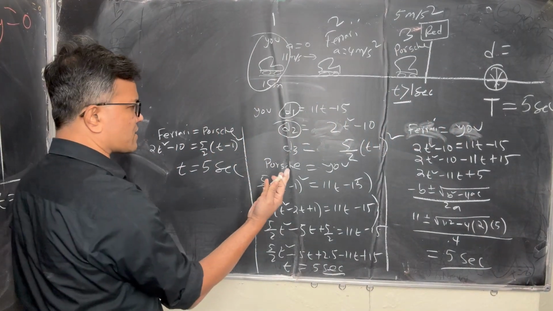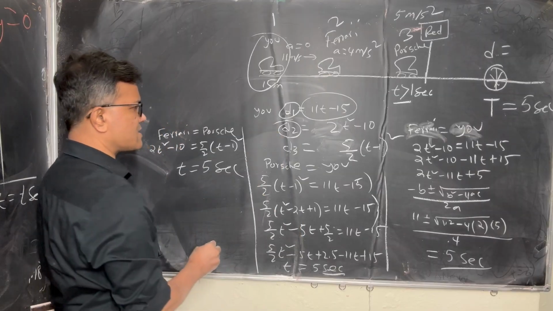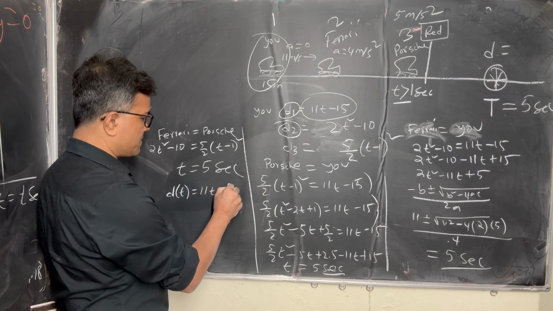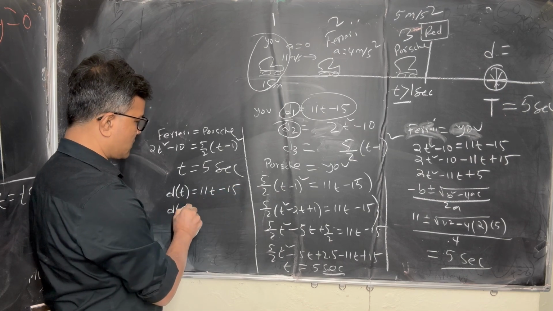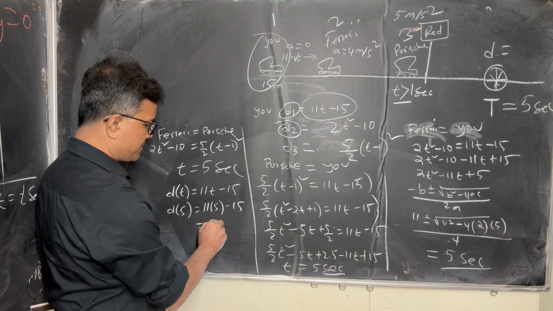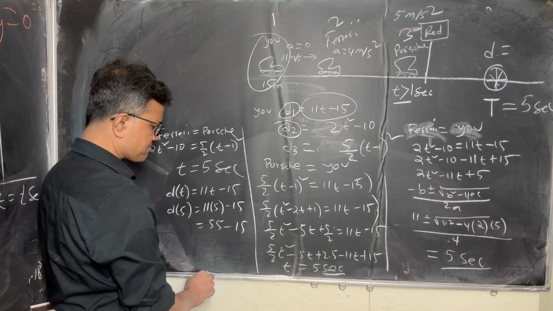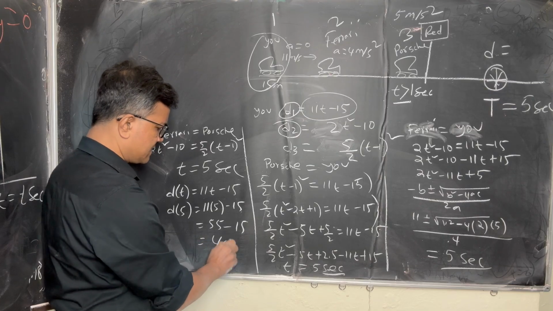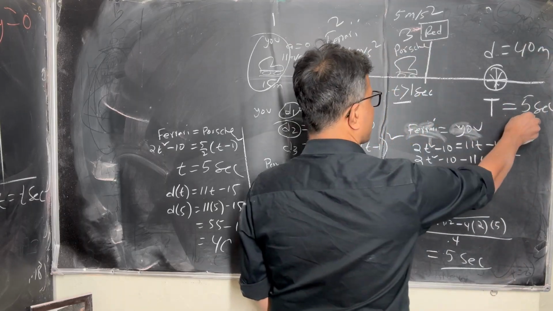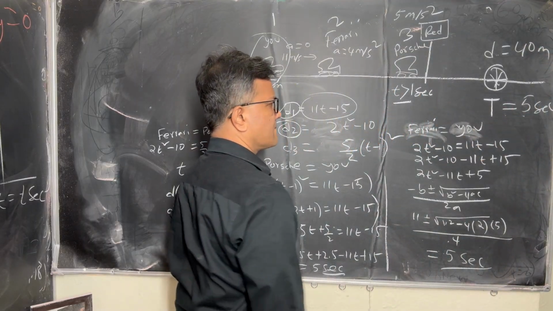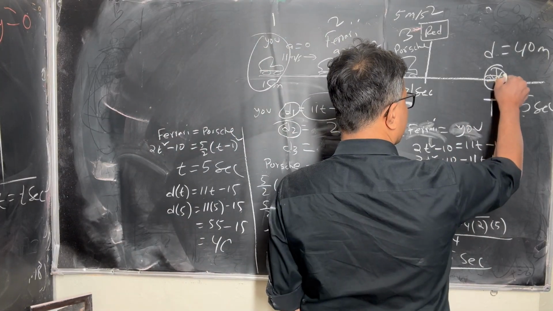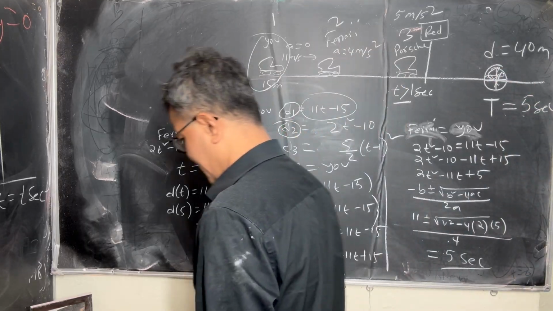I can use any equation I want, but let's take the easiest one. d(t) is equal to 11t minus 15. So d(5) is equal to 11 times 5 minus 15. 55 minus 15 gives us 40. At 5 seconds, 40 meters. All three cars are right here, very close to here, not exactly at the same location.